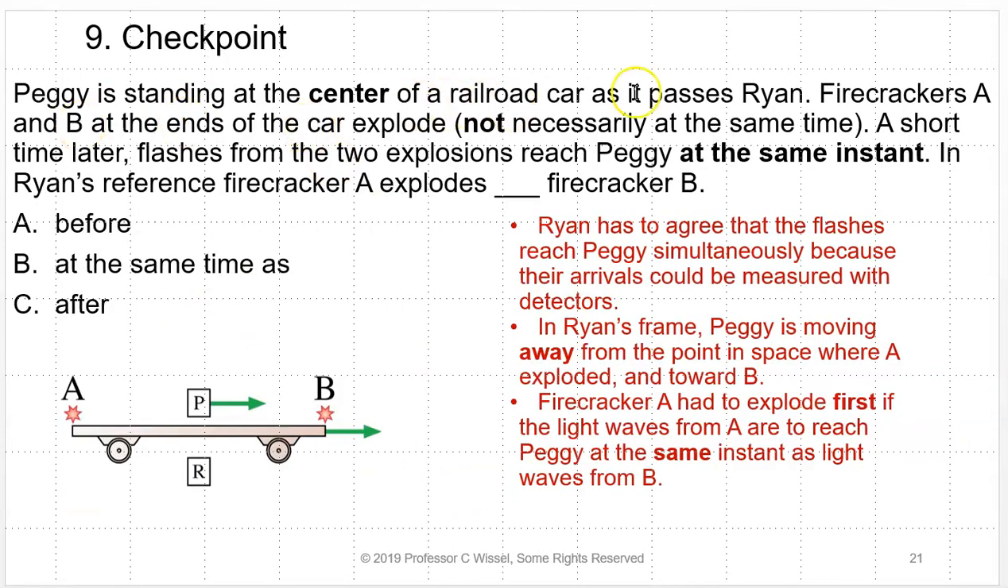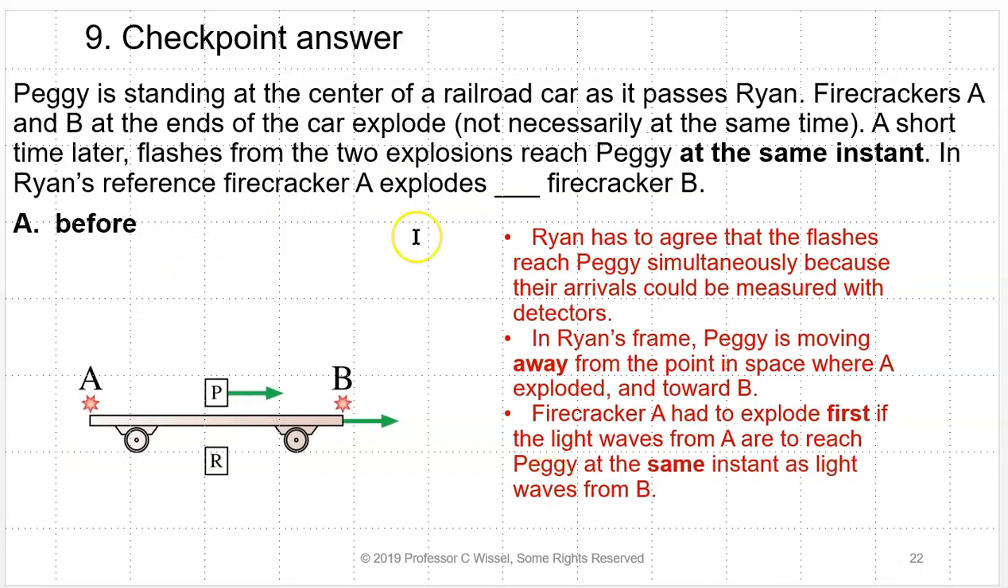Peggy's standing at the center of a railroad car as it passes Ryan. Firecrackers A and B at the ends of the car explode, not necessarily at the same time. A short time later, flashes from the two explosions reach Peggy at the same instant. In Ryan's reference frame, does firecracker A explode before, at the same time as, or after firecracker B? Okay, now Ryan has to agree that the flashes reach Peggy simultaneously because their arrivals could be measured with detectors, and he knows that she is equidistant from the two firecrackers.